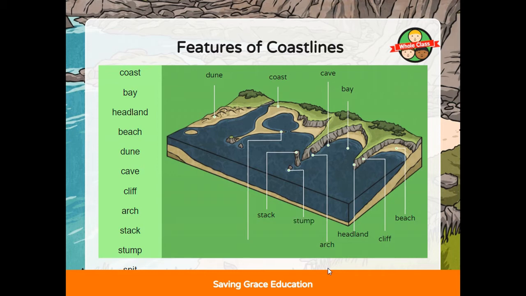The stack will be attacked at the base in the same way that a wave-cut notch is formed. This weakens the structure and it will eventually collapse to form a stump. A spit is an extended stretch of beach material that projects out to the sea and is joined to the mainland at one end.